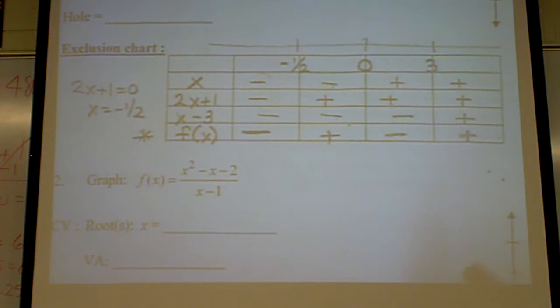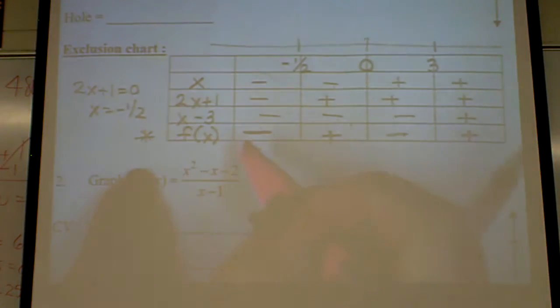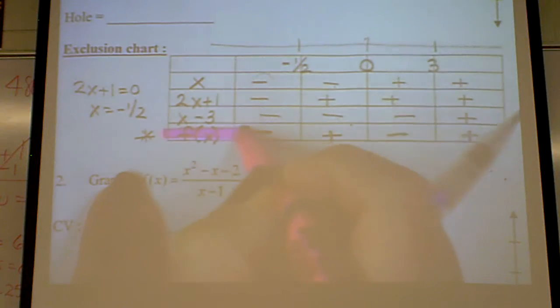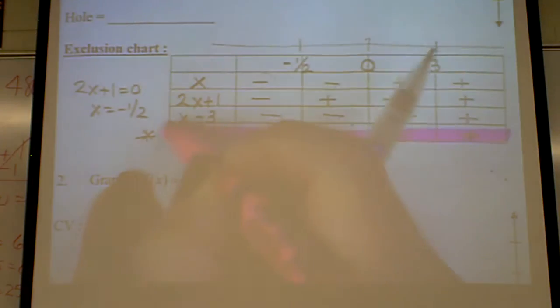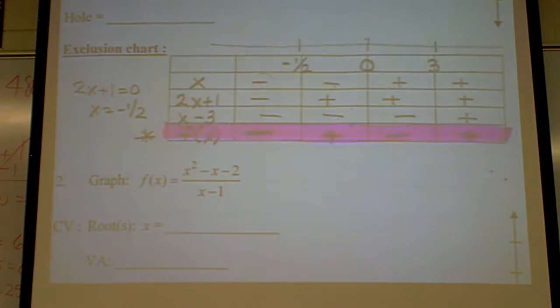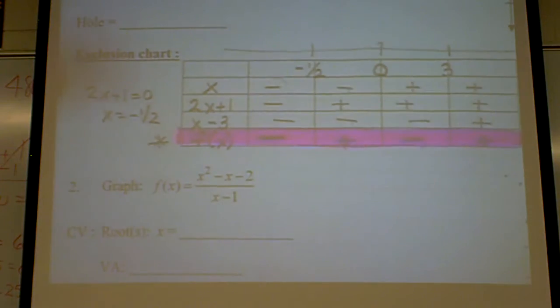This bottom row right here is going to tell you if your graph, between negative infinity and negative 1/2, is going to be below the x-axis. Between negative 1/2 and 0, your graph is going to be above the x-axis in the positive region. Between 0 and 3, your graph is going to be below, and between 3 and infinity, it's going to be positive. Okay?